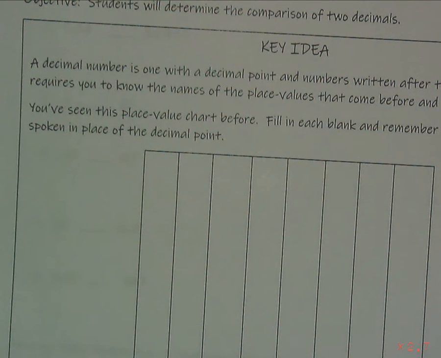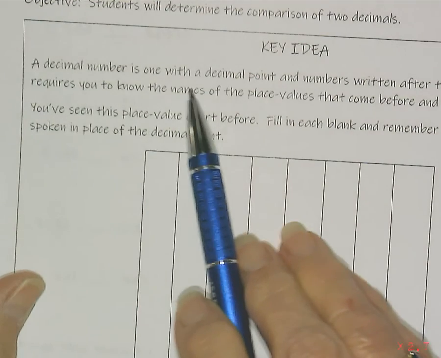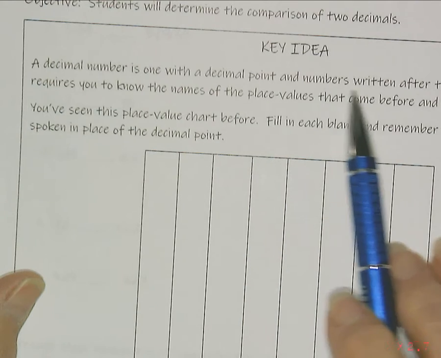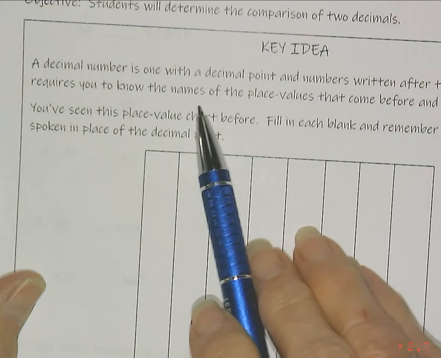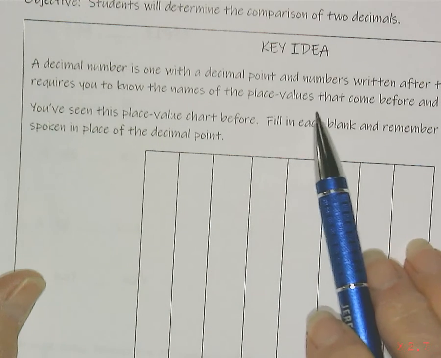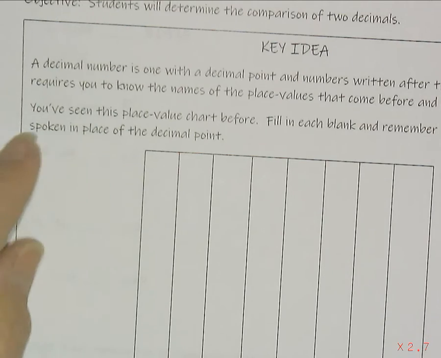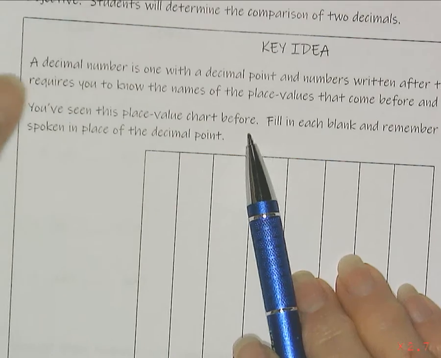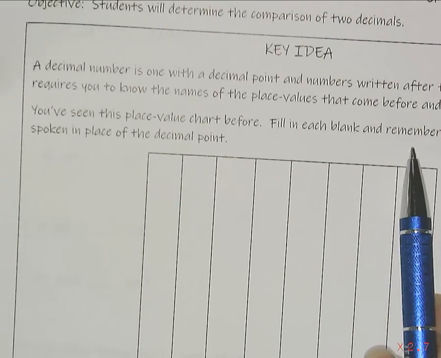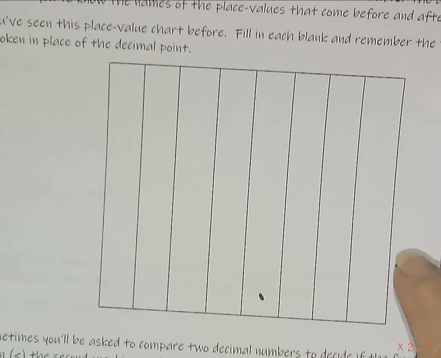So fill out your place value chart as we start this new section on decimals. A decimal number is one with a decimal point and numbers written after the decimal. It requires you to know the names of the place values that come before and after the decimal. We've done this before. You've seen this place value chart before. Fill in each blank and remember the word "and" is spoken in place of the decimal point.